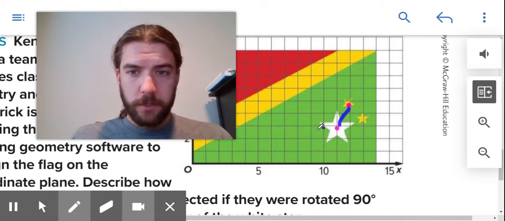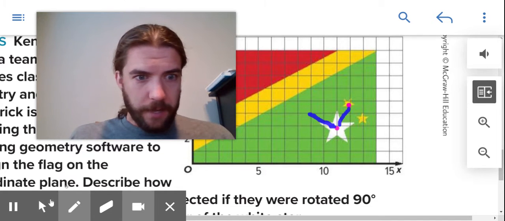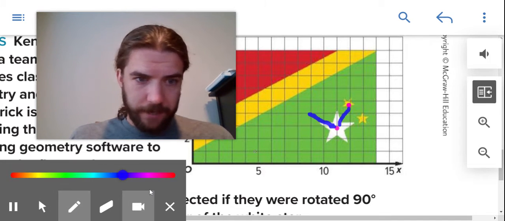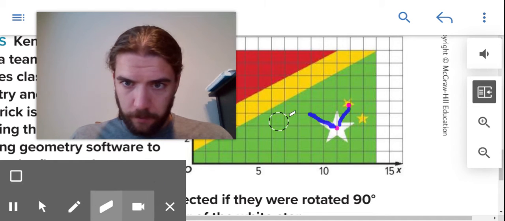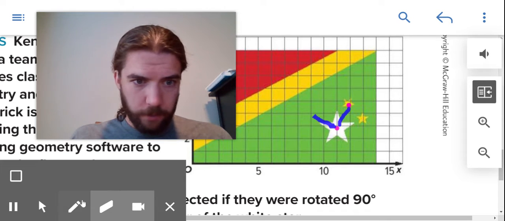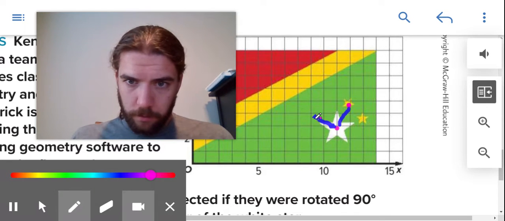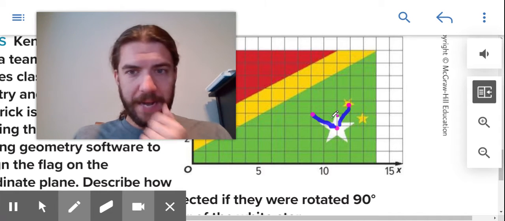And if I want it to be 90 degrees, that means I need to make a right angle. Okay, I need to make like a perfect little L. And that L needs to be the same length as my original one. I think I drew that maybe a little bit long, so I could clip off a tiny bit here. That looks about right. Okay, so a 90-degree rotation would move this star to that spot.